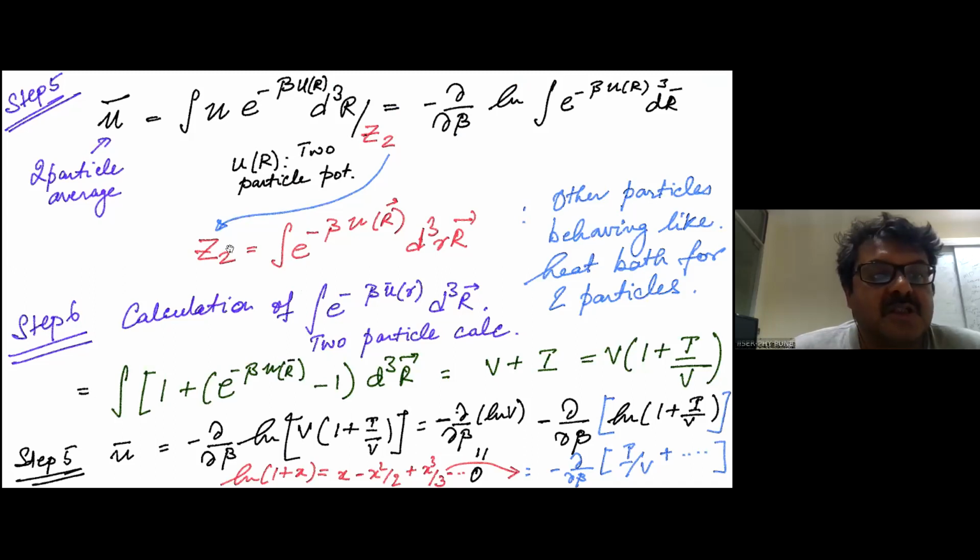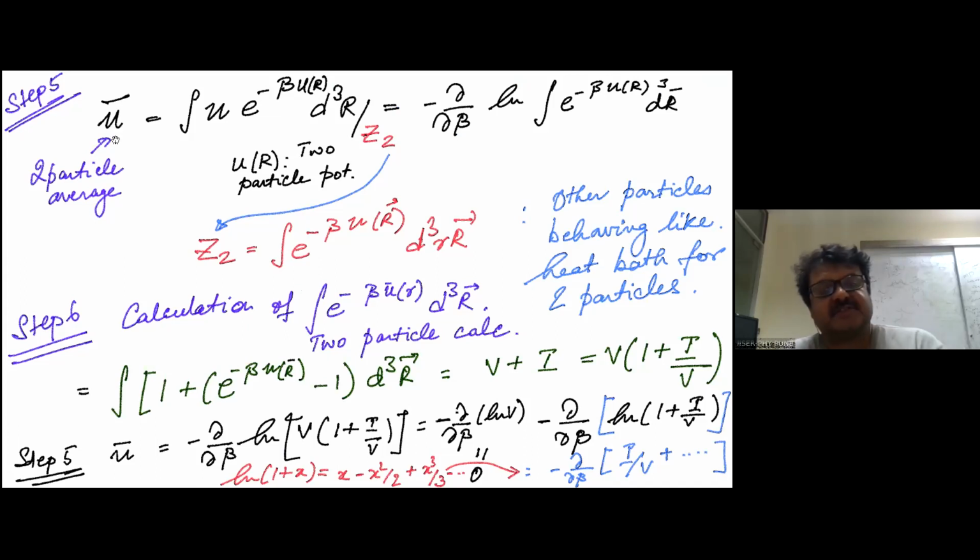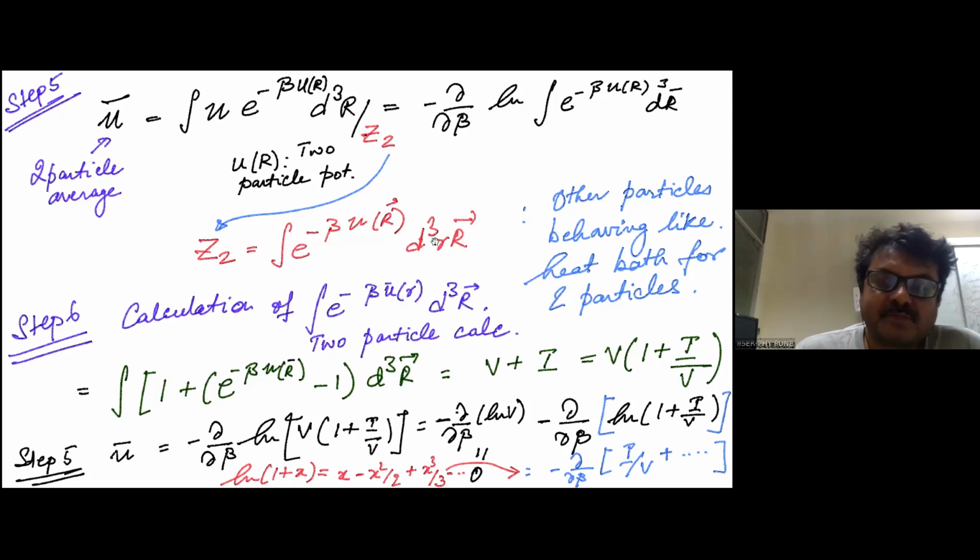So the two-particle average energy of interaction can then be written as the integral of U times e to the power minus beta, the interaction potential between the two particles, d3r, divided by Z2, where Z2 is the integral over, so this small r should not be there, you should have just the integral d3r, where r is the distance between two particles.